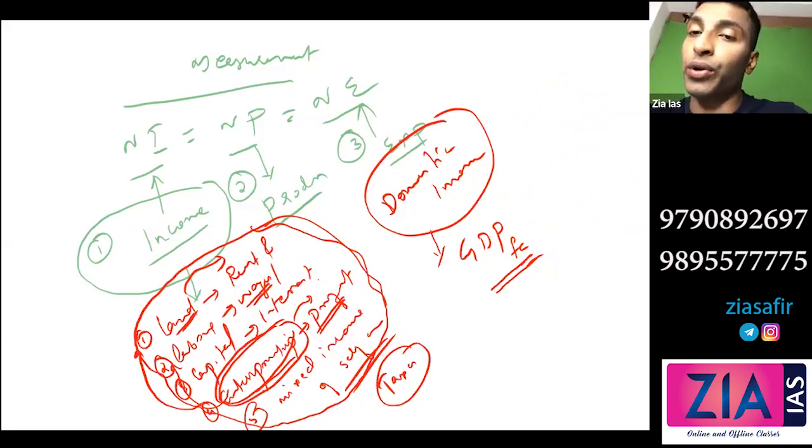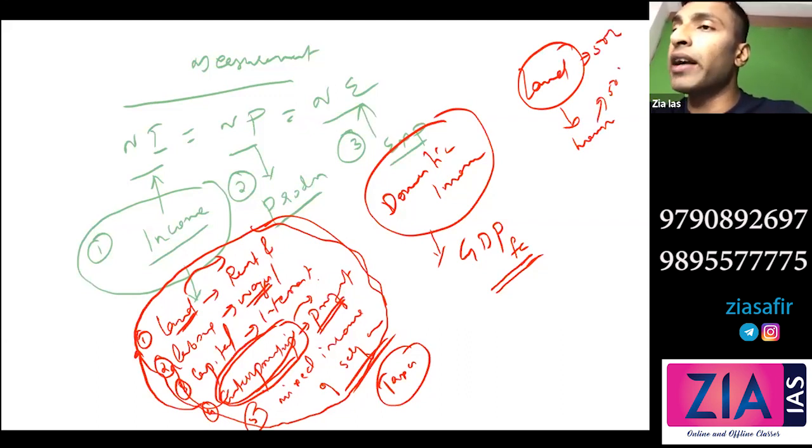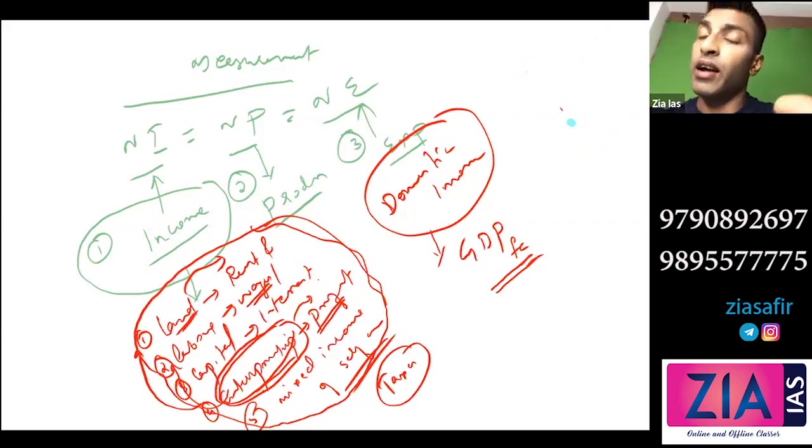For example, let's say we have a land, and we are constructing a house. This land is there already, and we are constructing a house over there. Let's suppose land costs 50 lakh and this house costs 50 lakh. What will be added to GDP? Will we be adding the entire 1 crore? No, the value addition will be added to GDP. Okay, only value addition will be added.